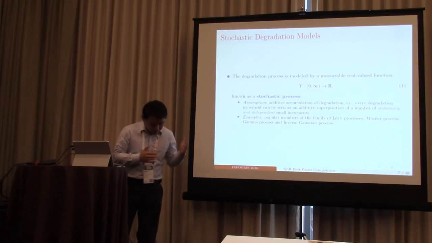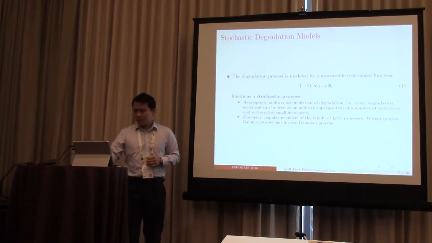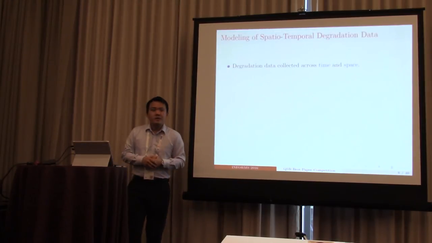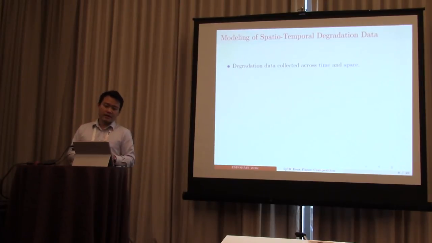So it is precisely because of this assumption that the family members of Lévy process are popular choices for degradation modeling, for example, the gamma process and the Brownian motion process. So in this work, we're concerned with the modeling of degradation data which are collected not only over time, but also over a spatial domain.